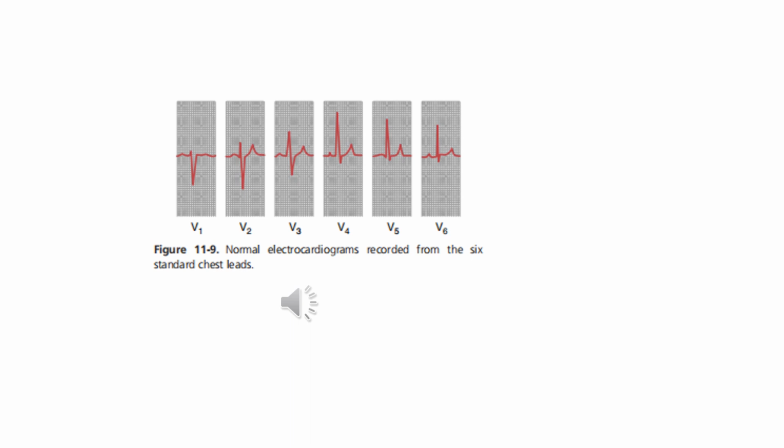In leads V1 and V2, the QRS recordings of the normal heart are mainly negative because, as shown in Figure 11:8, the chest electrode in these leads is closer to the base of the heart than to the apex, and the base of the heart is the direction of electronegativity during most of the ventricular depolarization process. Conversely, the QRS complexes in leads V4, V5, and V6 are mainly positive because the chest electrode in these leads is closer to the heart apex, which is the direction of electropositivity during most of depolarization.